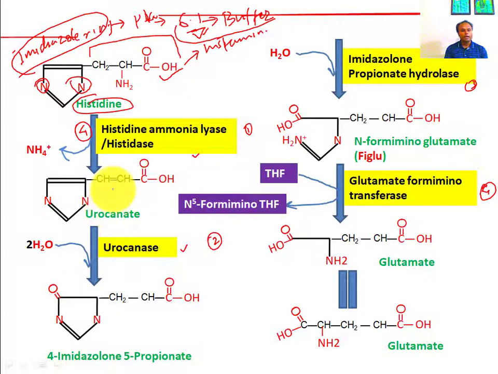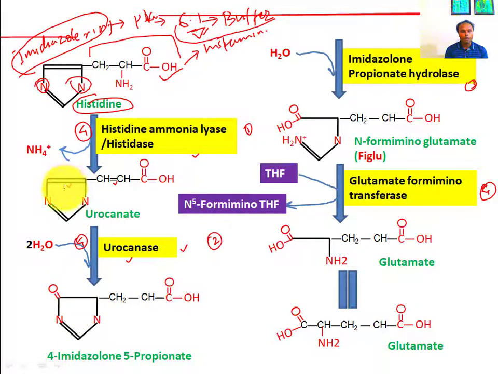urocanic acid, and this urocanic acid has a double bond in the aliphatic chain, and histidine already has 2 double bonds inside the ring. So what will happen? The 2 double bonds will break through hydration, and this is also done by urocanase. It also falls into the 4th group, the lyase group. So these 2 reactions are catalyzed by lyase.